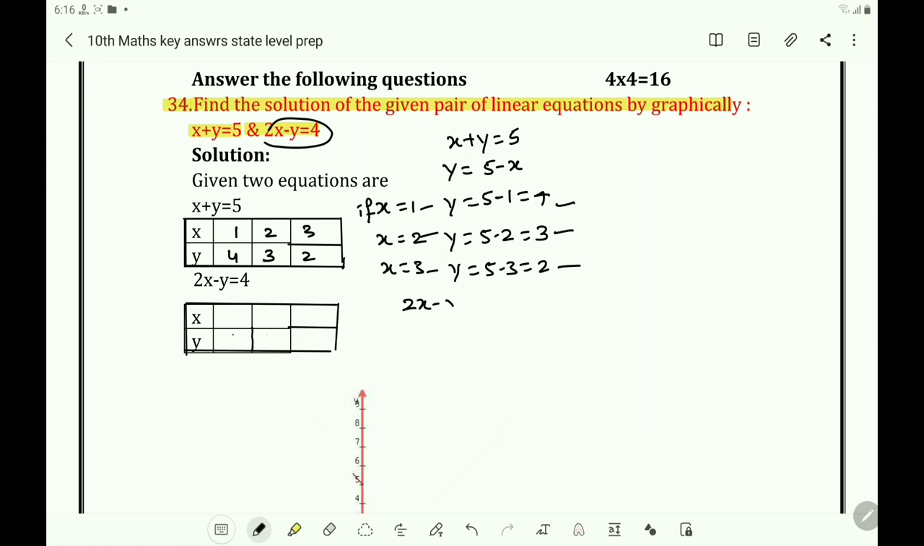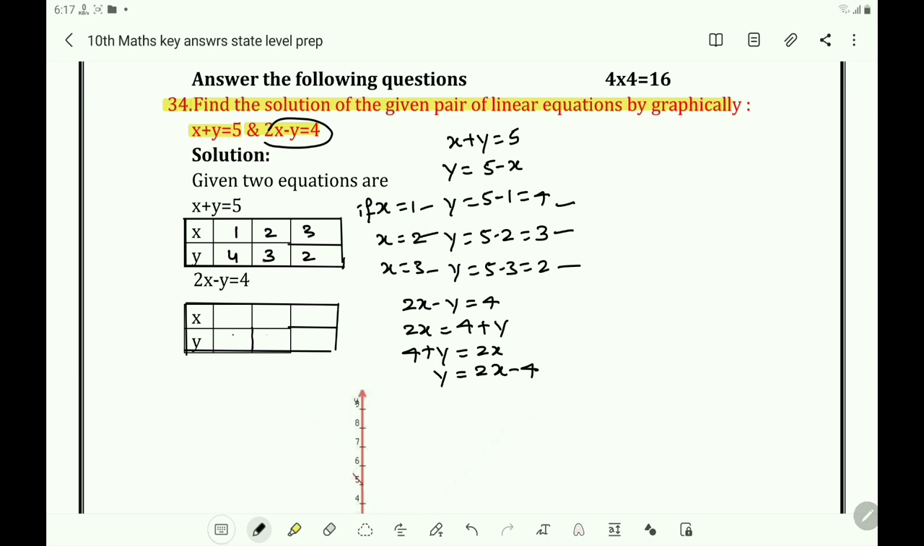2x minus y equals 4. Here minus y is there, so you transfer that. 2x equals 4 plus y. Then it becomes 4 plus y equals 2x. Interchange LHS and RHS. Then you will get y equals 2x minus 4.